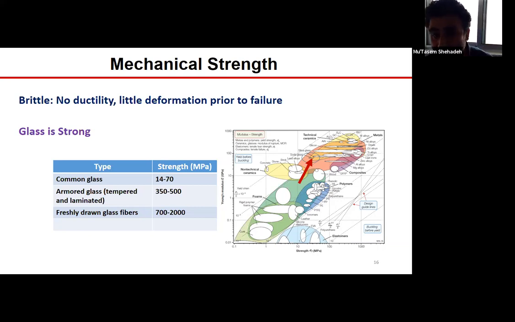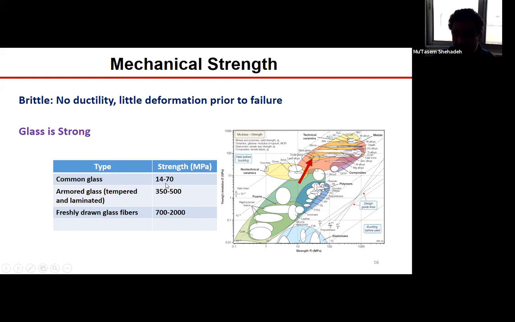prior to its failure. But at the same time, being brittle does not mean that it is weak at all. In fact, the fracture strength of many glasses can exceed that of metals. Here I'm showing different types of glasses and their fracture strength.